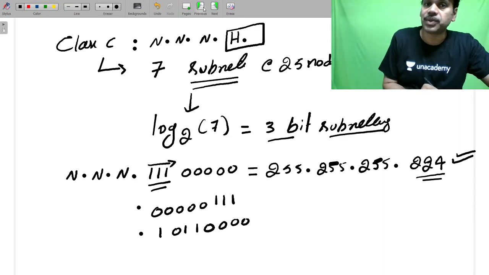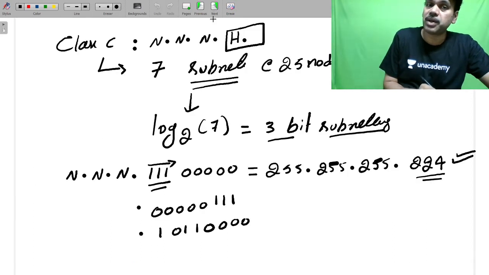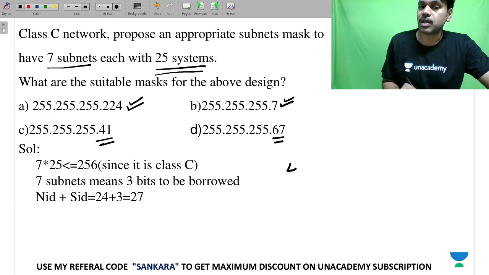So according to that, you please see that 224 is eligible, 7 is also eligible. What is the meaning of 7? Last 3 ones. And 41 is also eligible, as well as 67 is also eligible. Because in 41, you see that only 3 ones are there.